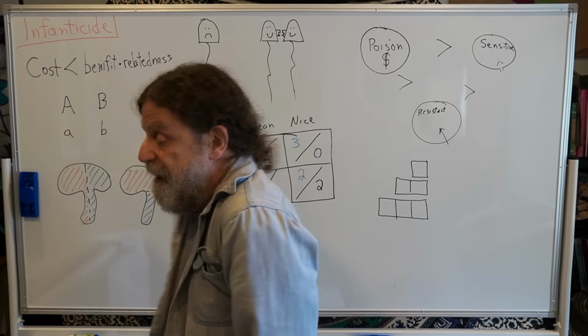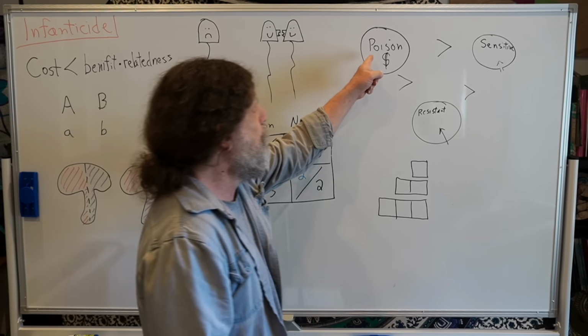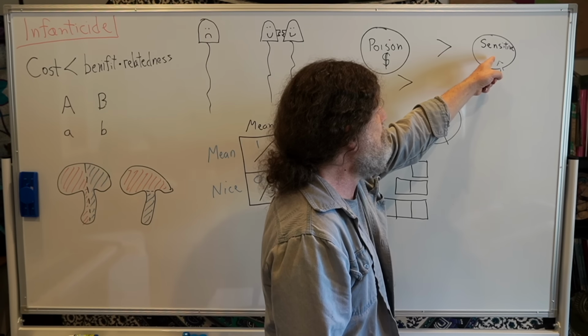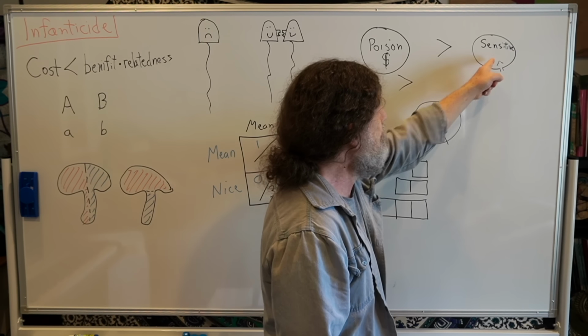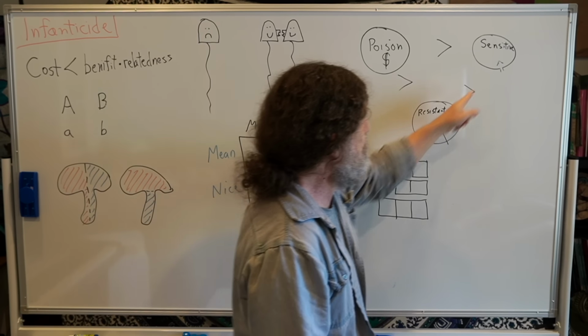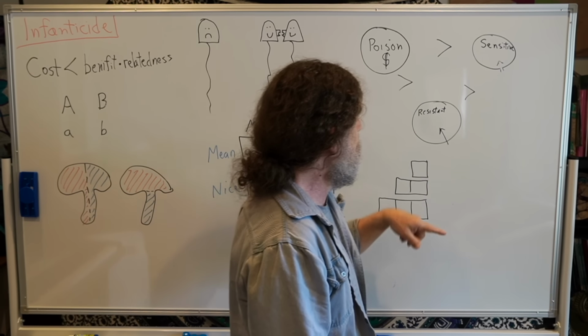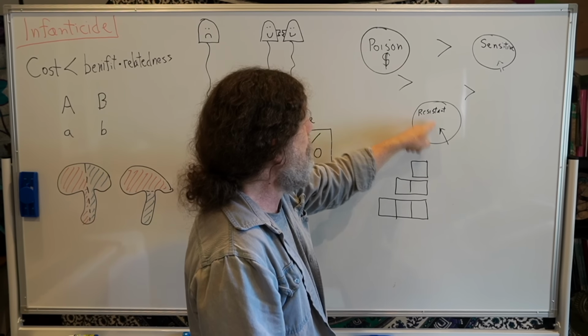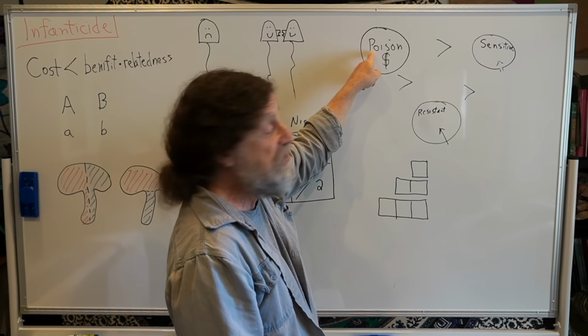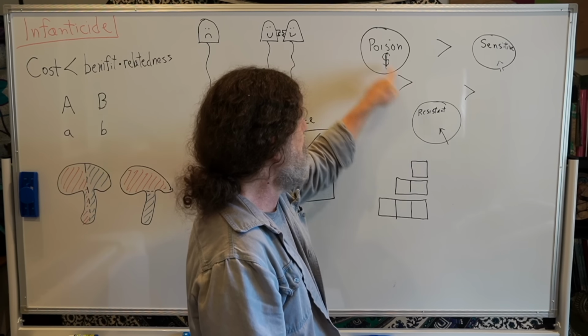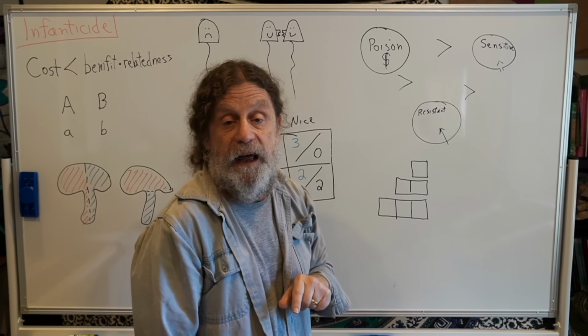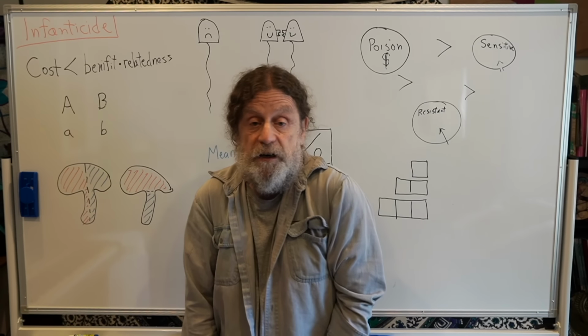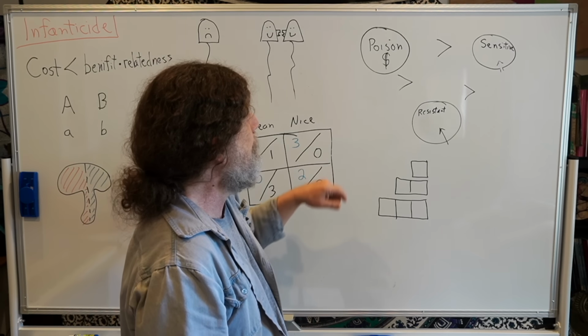You get a rock, paper, scissors. This one can drive them into extinction by being much better, outcompeting them for food. This one could drive them into extinction because it doesn't have to spend money on making the poison. And what you see is the logic of a rock, paper, scissors scenario.